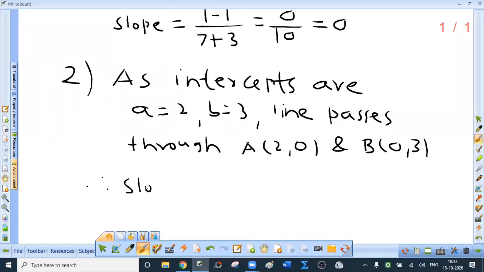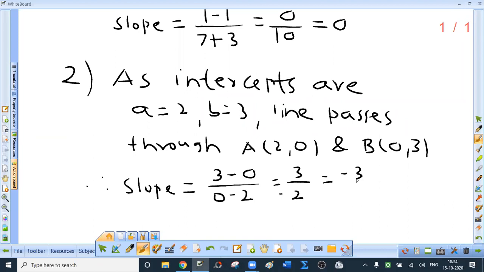Therefore, what is the slope of the line? y2 minus y1 upon x2 minus x1, 3 minus 0 upon 2 minus 0, that is 3 upon 2. You can also say 0 minus 3 upon... one minute. Actually, what should the denominator be? I'm sorry, y2 minus y1. So 3 minus 0, denominator should be 0 minus 2. Okay, so minus 3 upon 2.